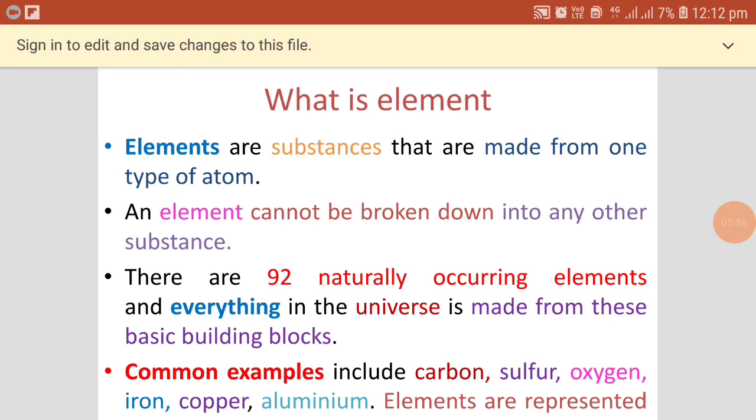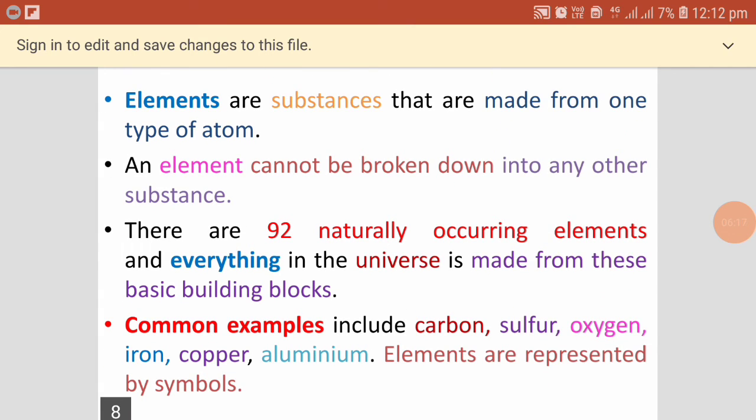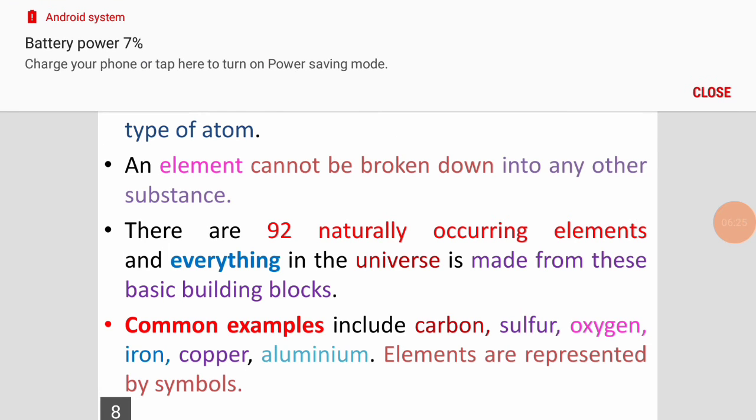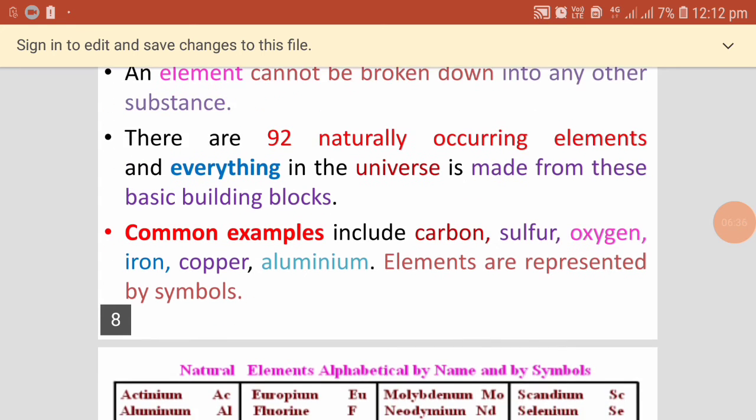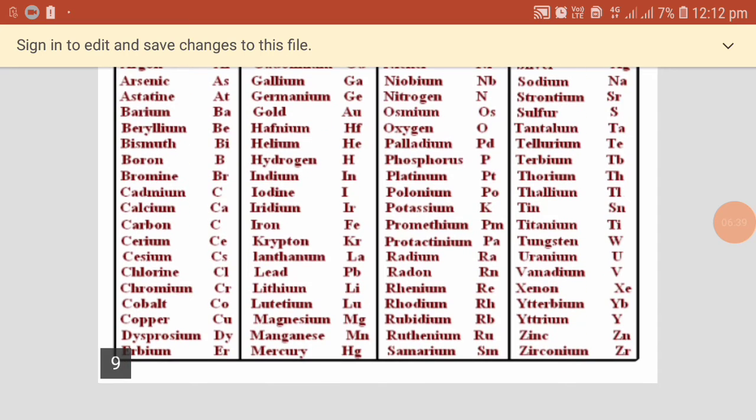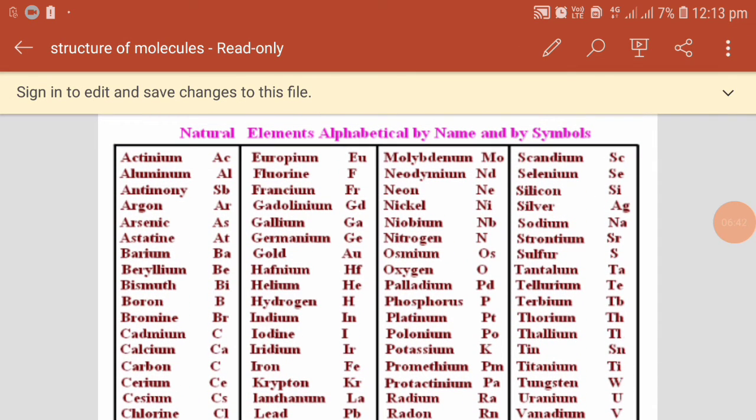Then what is an element? We all know that elements are substances that are made from one type of atom. For example, hydrogen is an element, oxygen is an element, nitrogen is an element. A substance containing only hydrogen atoms is called an element. An element cannot be broken down into any other substance. There are 92 naturally occurring elements, and everything in the universe is made from these basic building blocks. Common examples include carbon, sulfur, oxygen, iron, copper, aluminium. Elements are represented by symbols. Here some of the elements are listed with their symbols.